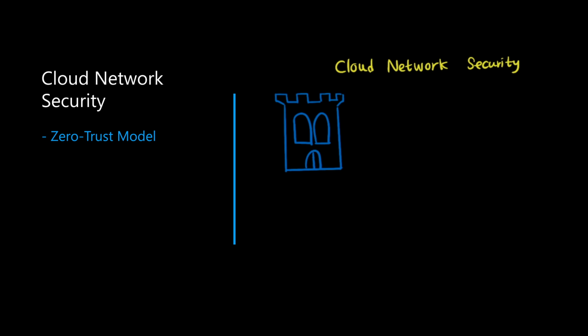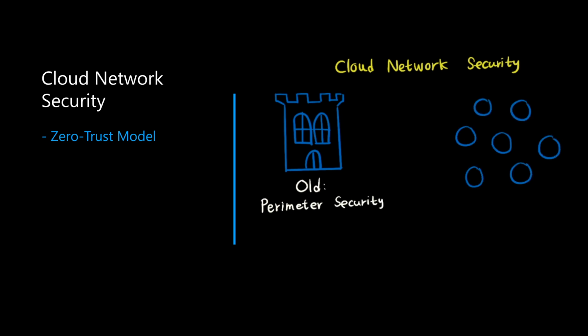Network security in cloud computing requires a different approach than traditional on-premises security. In traditional environments, you might rely heavily on perimeter security, firewalls at the network edge protecting everything inside. In cloud computing, the perimeter essentially disappears. Resources might be distributed across multiple regions, accessed from anywhere on the internet, and dynamically created and destroyed.